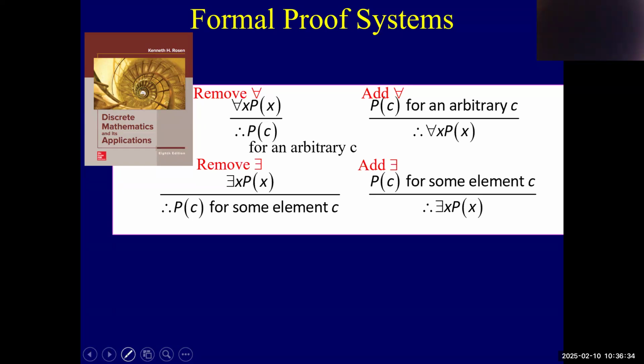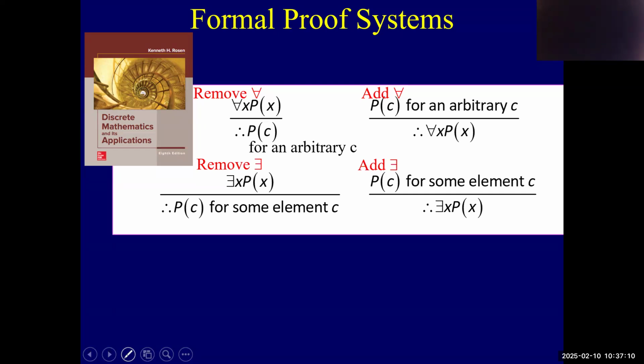And then in an existence one, if I prove that something exists, then I know that there's some C for which it works. Are we good with that? And the last one is if I proved it for some C, then I know there exists a C for which it's true. So everybody get these rules?